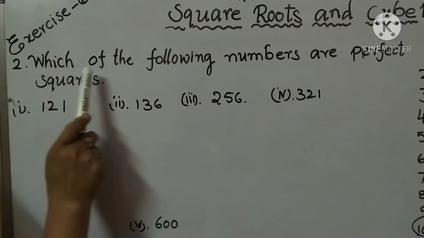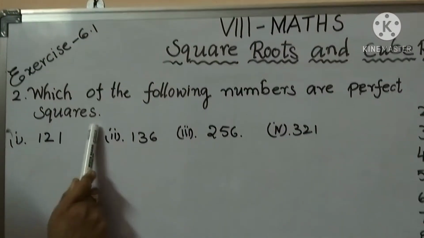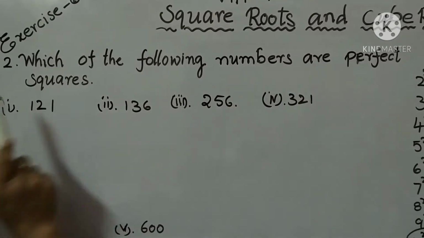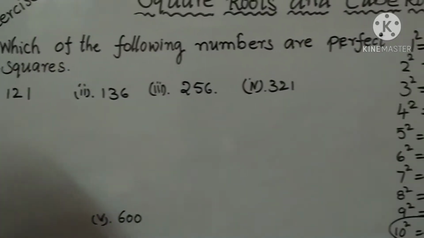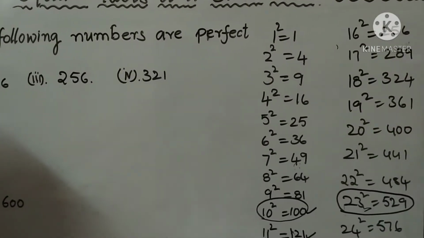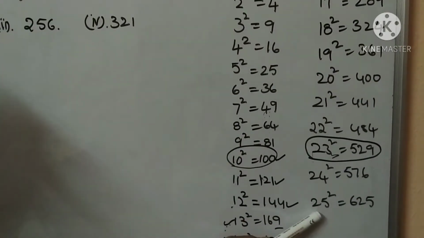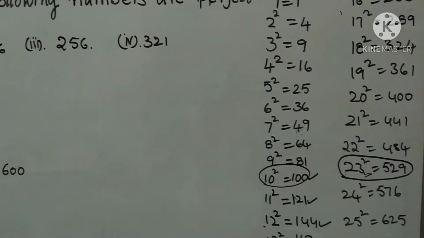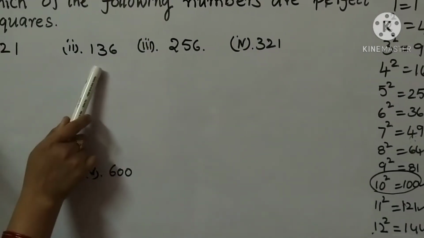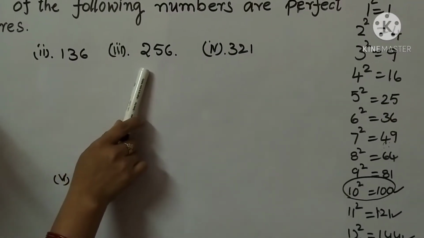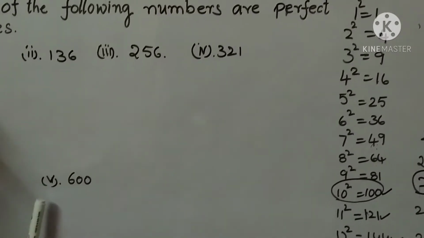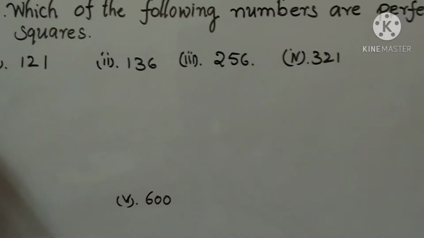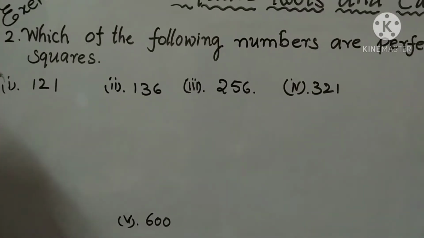Which of the following numbers are perfect squares? First, write the square numbers on the right side in your classwork, square numbers 1 square, 2 square, up to 25 square. Observe the problems: first 121, second 136, third 256, fourth 321, fifth 600. Which are perfect squares and which are non-perfect squares?